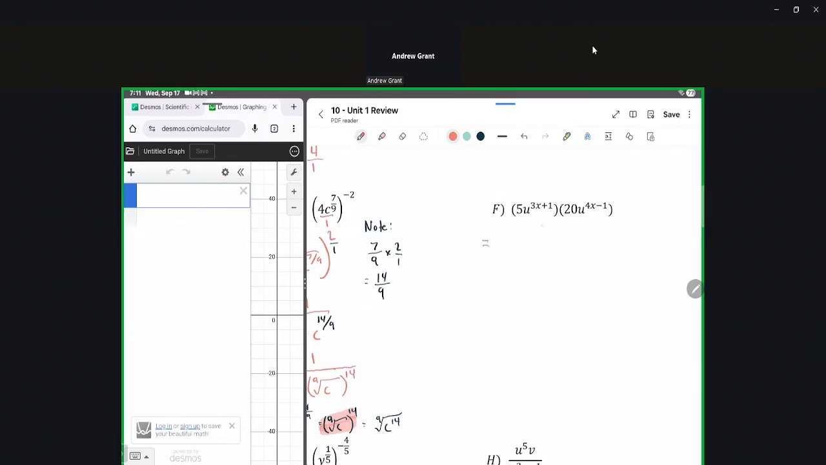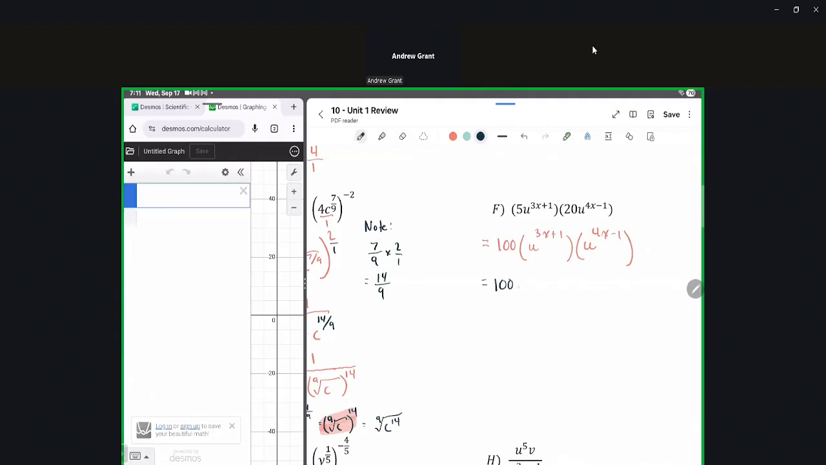Oh, I should also mention, and perhaps we'll just show this as a little note here, we have two constants out in front, so we can actually just multiply those quantities together. So 5u to the power of something times 20u to the power of something is the same thing as 100 multiplied by u to the power of 3x plus 1, all multiplied by u to the power of 4x minus 1. Okay, so the constants can just be multiplied together. And then we just add the exponents.